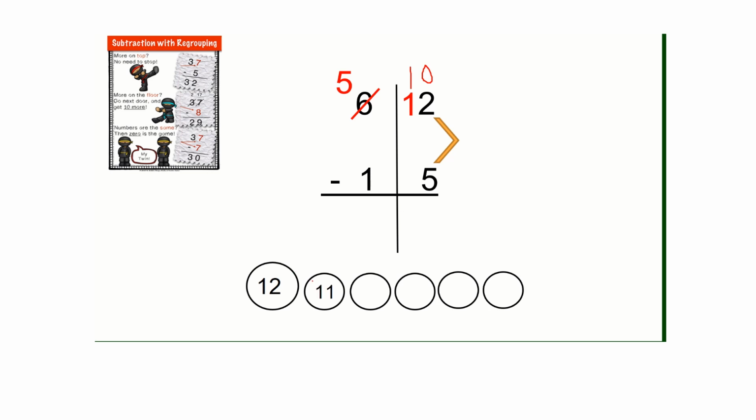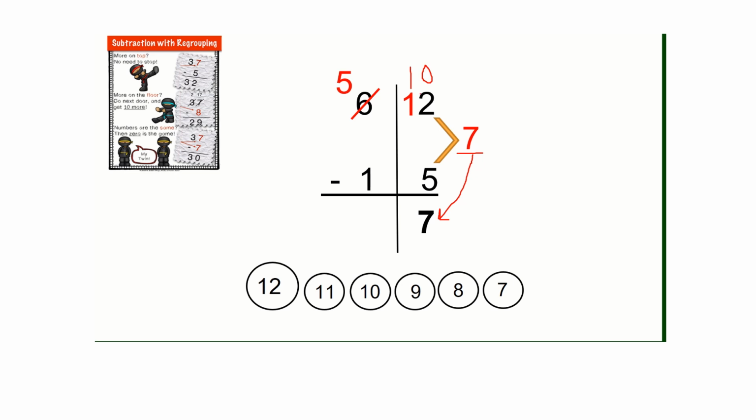12, 11, 10, 9, 8, and 7. So that means 12 minus 5 equals 7. That means I'm going to take this number 7 and I'm going to put it in the ones place, because 12 minus 5 equals 7. And now I got to solve the tens place.